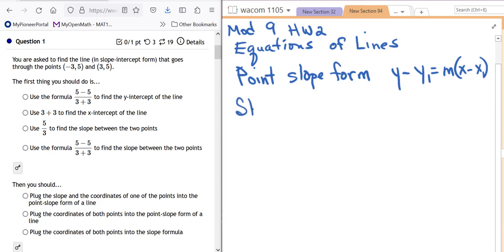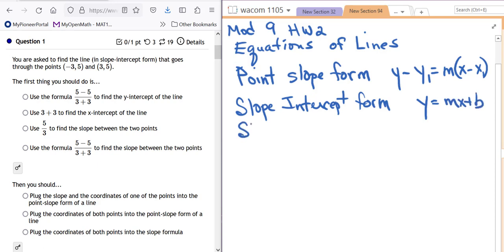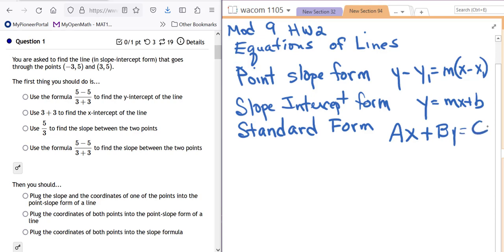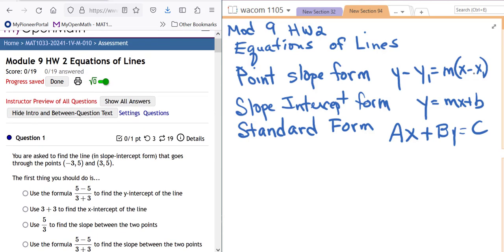The slope-intercept form has y isolated. Right, and standard form, I didn't see any of those ask for standard form, but standard form has x and y on the same side, constant on the other side. Right, and you just do some algebraic manipulations to move them around. This is usually where you start with your slope on one point. This first question, it's trying to lead you.